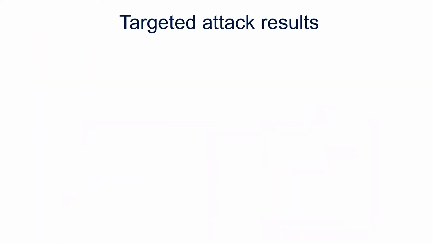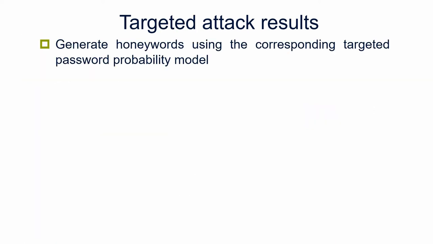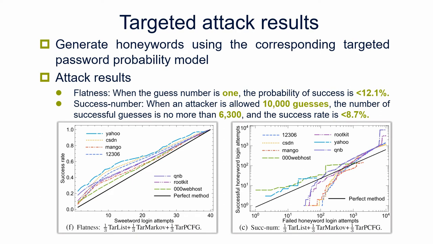In targeted attack scenarios, we generate Honeywords using the corresponding targeted password guessing models. For the flatness, when the guess number is 1, the probability of success is less than 12.1%. For the success number, when an attacker is allowed 10,000 guesses, the number of successful guesses is no more than 6,300, and the success rate is less than 8.7%.